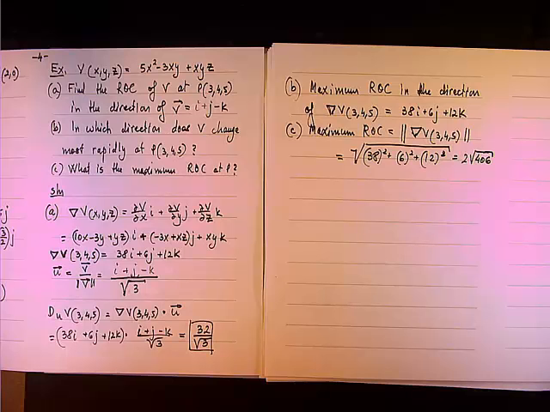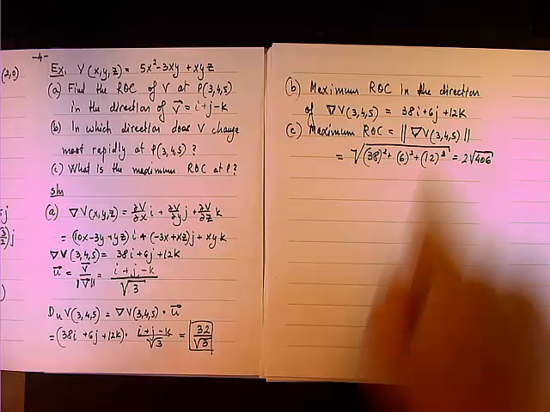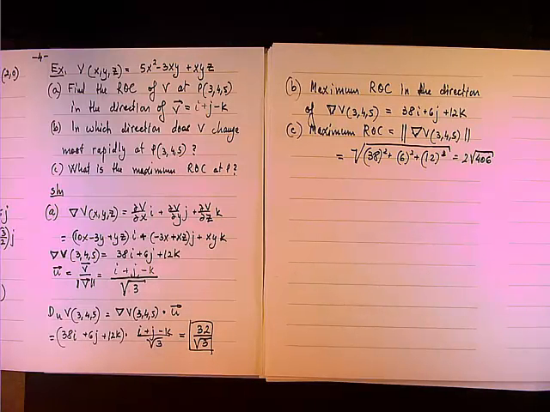Yeah. That's it, folks. So part B and C are pretty straightforward, and you can see in part B really what the gradient does. It gives you the direction in which we obtain the maximum rate of change. All right.